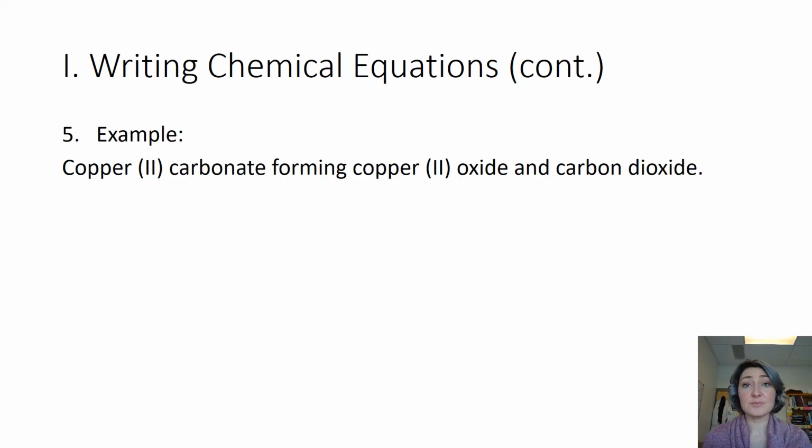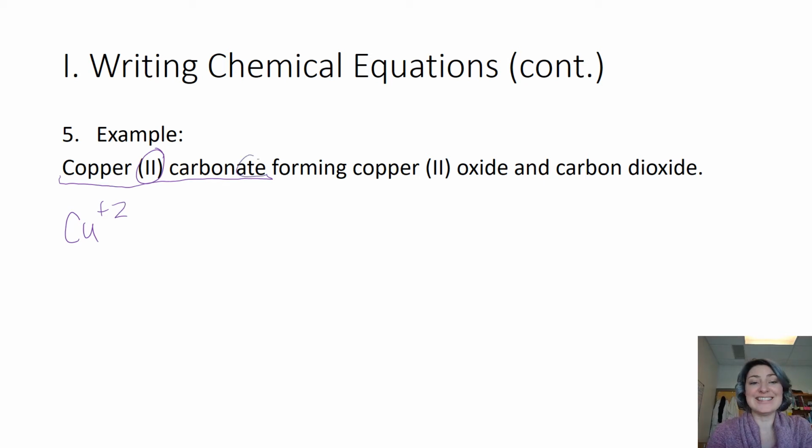All right, so let's go through this word equation and we'll go through the steps that we were given. So the first step is to take these words and convert them to chemical symbols. So I see copper 2 carbonate forming copper 2 oxide and carbon dioxide. So I'm going to start with this first compound that I see, and that is copper, and the symbol for copper is Cu. It's a transition metal. I don't know what the charge is, but thankfully it has Roman numerals that tell us the charge is a +2 because metals are always positive.